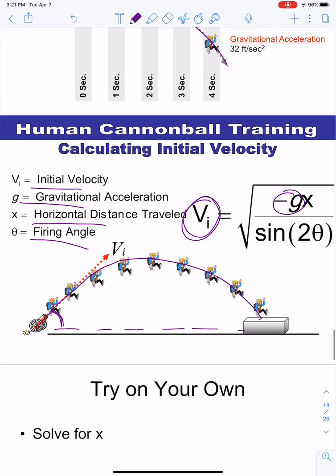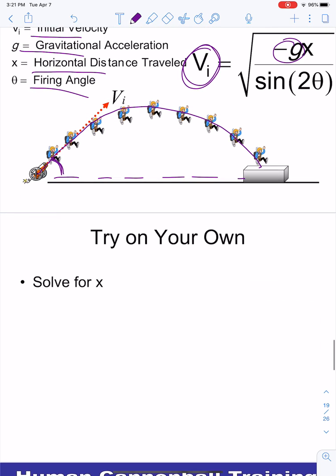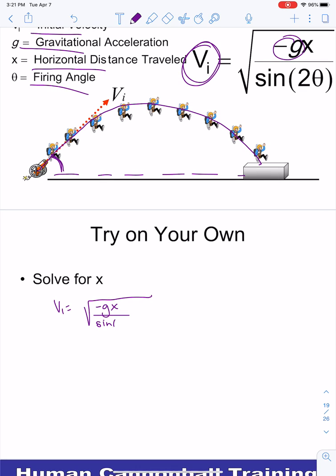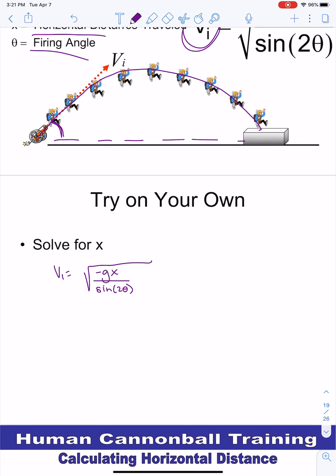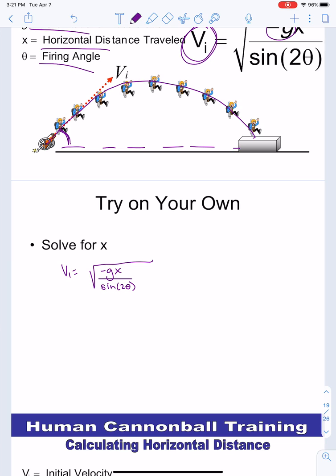So just to get a little math in there, if we have this equation, the initial velocity is equal to the square root of negative gravity times x, and then sine 2 theta. Oops. I think when they do this formula, they have the g as negative already so that the whole thing can become positive when you take the square root. So pause the video right here. See if you can solve for x.